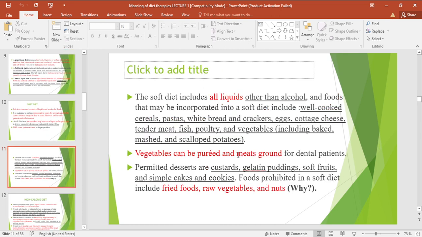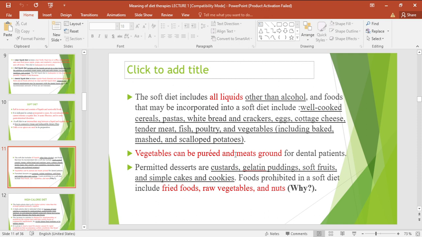And this soft diet includes all the liquids other than alcohol, and also all the foods that may be incorporated into a soft diet may include well-cooked cereals, pastas, white bread and crackers, eggs, cottage cheese, tender meat, fish, poultry, and vegetables. And it may also include baked, mashed, and also scalloped potatoes. So we ensure that this diet is soft. Whatever it is that we want to maximize, we make it soft. Even if you're making the cereals or pastas, we have to make sure that they are very soft in consistency.